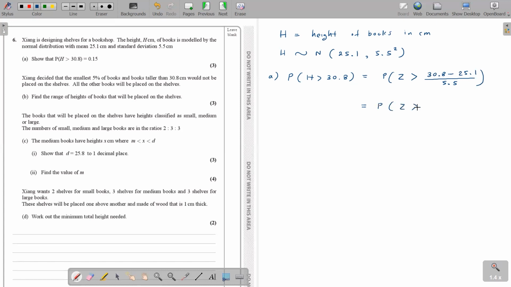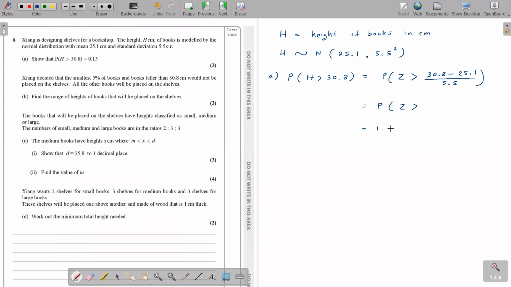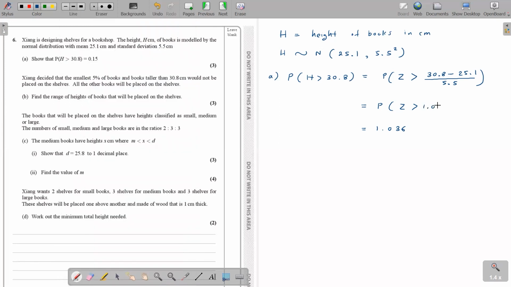So probability is greater than, how much is this value here? 30.8 minus 25.1 divided by 5.5. How much is it? It is 1.036. So we get something like this. So you can use probability z is greater than 1.03636. Okay, you get something like this, with more figures in the calculation. So how do we get the answer now?